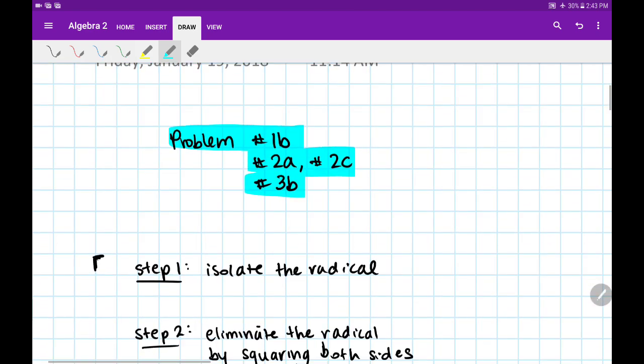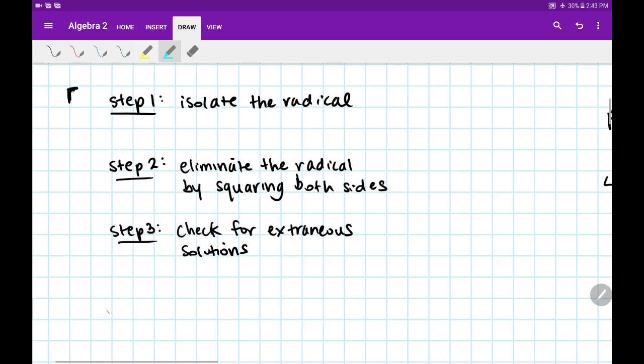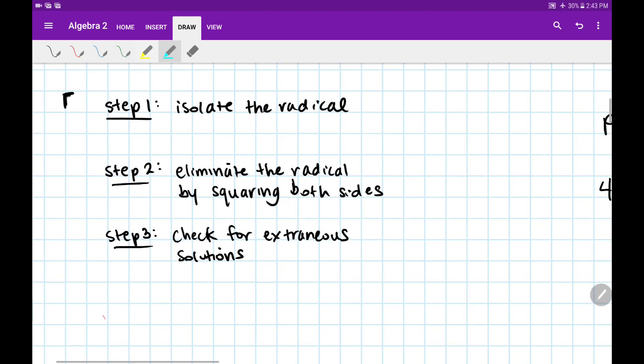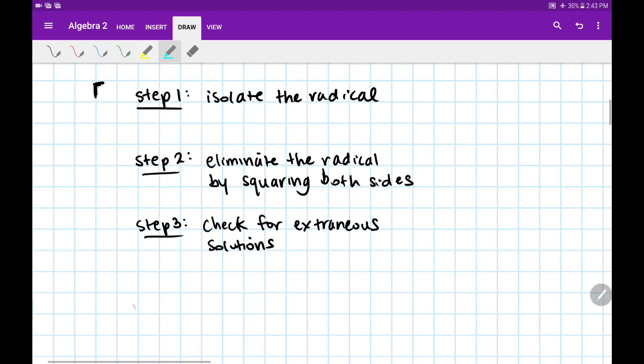Before we jump into our problems, if you don't already have these steps written down from class notes, pause the video and write them down right now, because they're going to guide us through each of our problems. Step 1 says isolate the radical. Isolate means get it by itself.